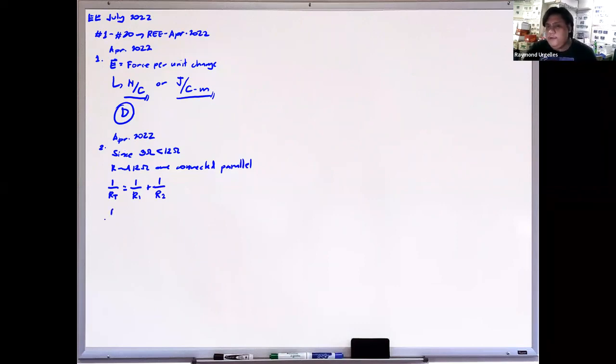So, okay, this will be 1 over 3 ohm. Okay, so 1 over 3 ohm is equal to, this is the unknown resistor R, diba? So then we have 12 ohms. So 1 over 12 ohm. So then we can solve for the resistance R. Okay, okay ba? So now, let me just open.